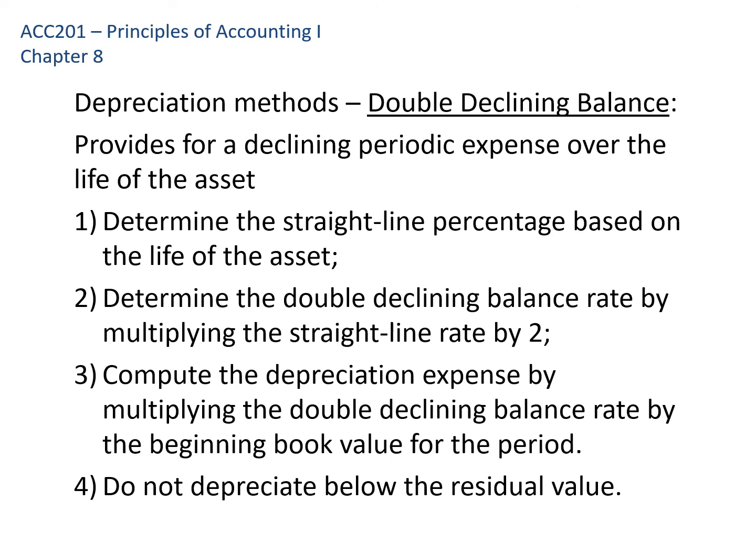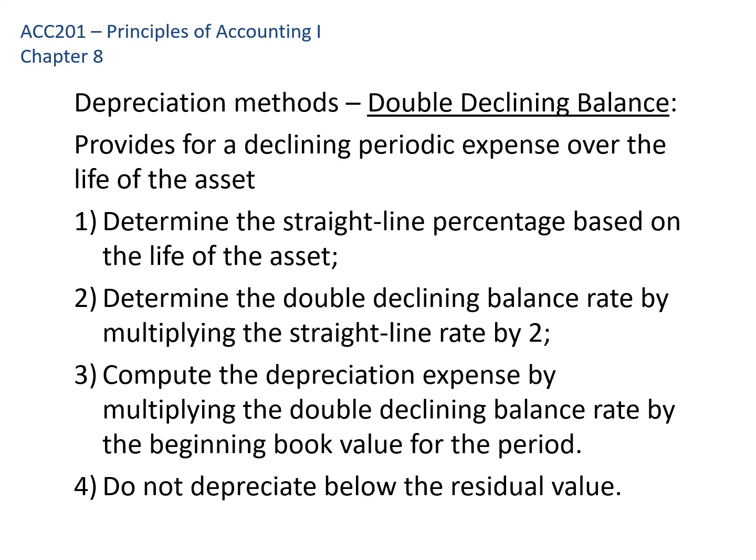So the first step is to determine the straight line percentage based on the life of the asset. So if it's 5 years, the straight line rate would be 20% per year, right? 1/5 per each year, 1/5 is 20%, and you would double that. So in that case, if it's a 5-year asset, we would use 40% instead of 20%. Then I'm going to compute the depreciation expense by multiplying the beginning book value for the period by that new doubled rate. And I'm going to be careful not to go below the residual value.